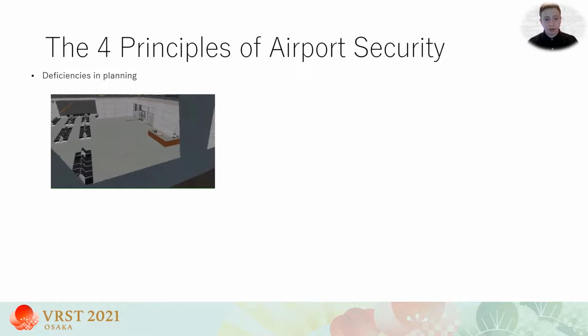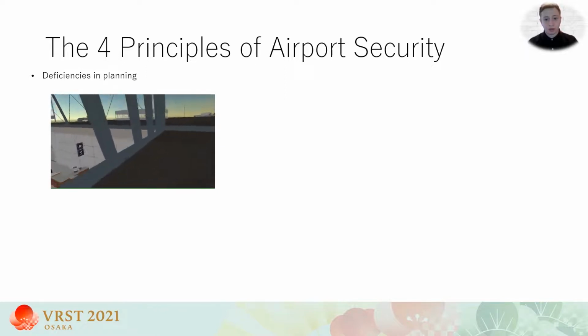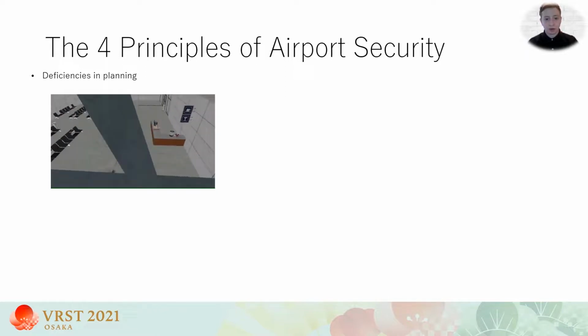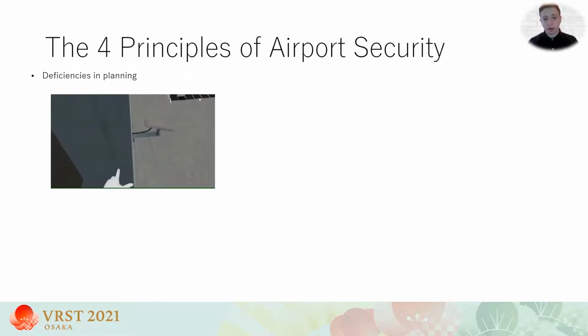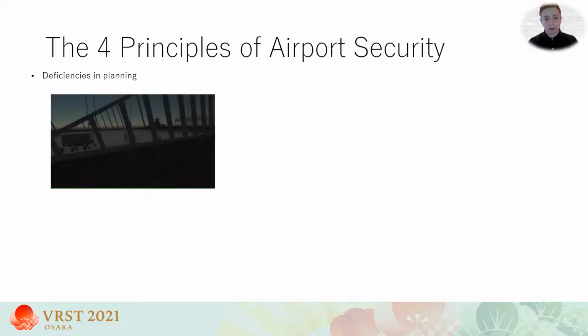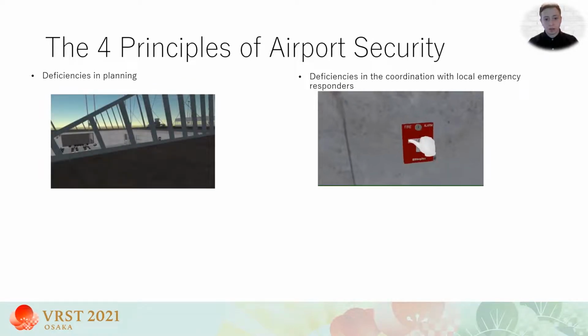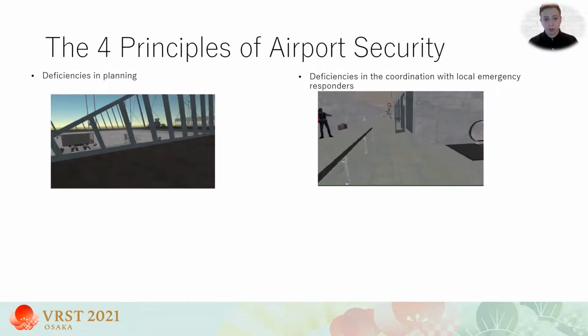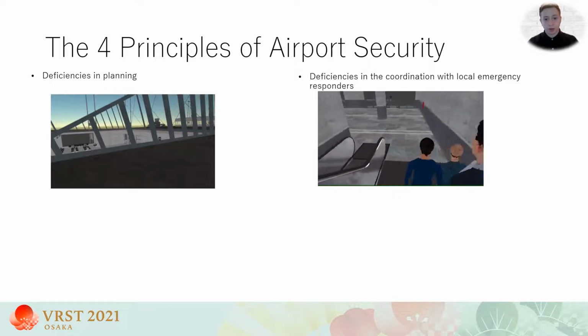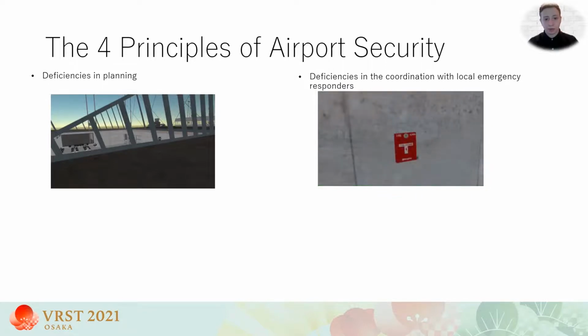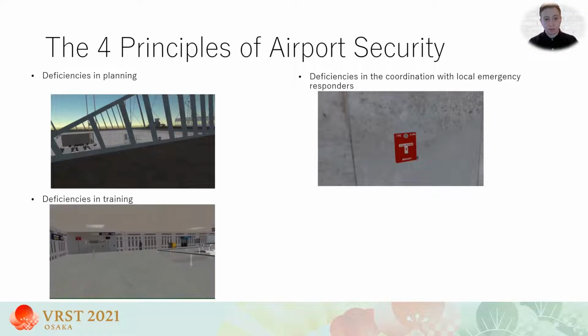Deficiencies in planning deals with scenarios where the airport did not account properly for the configuration of certain paths or the placement of security devices and personnel, such as CCTV cameras. Deficiencies in the coordination with local emergency responders are situations when the local emergency responders are needed, such as when a fire alarm is pulled, but there are gaps in the coordination between the airport and the local responders.